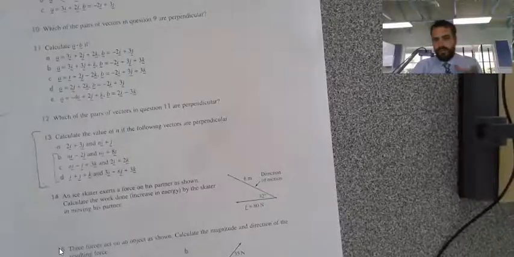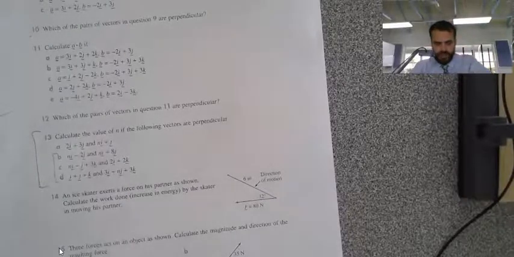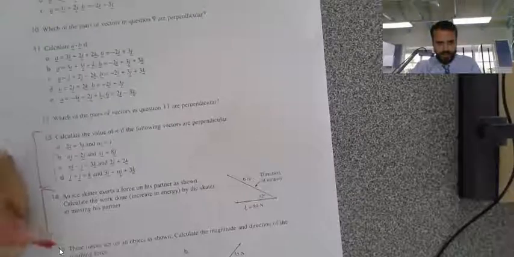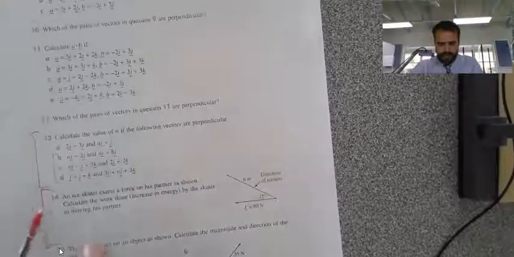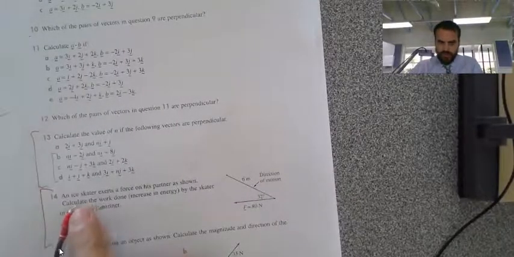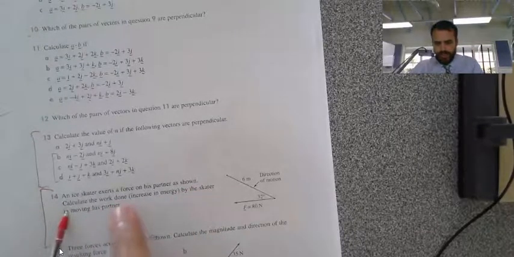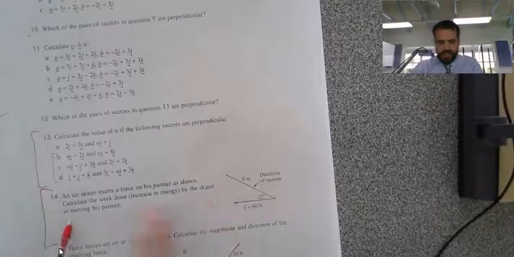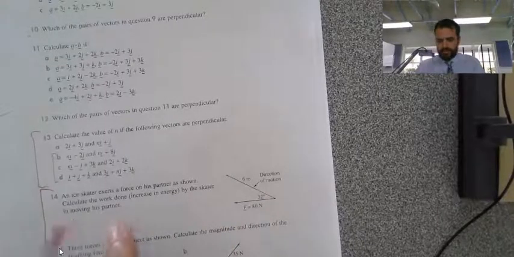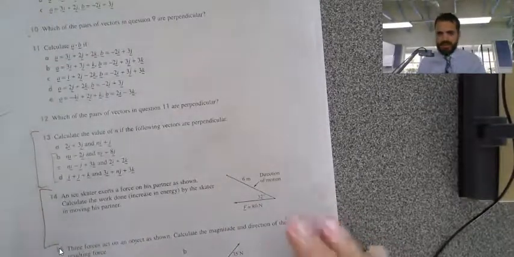Alright, so this is an important idea. It's an application of the dot product. If we look at question 14 here, it says an ice skater exerts a force on his partner as shown. Calculate the work done, increase in energy, by the skater in moving his partner.